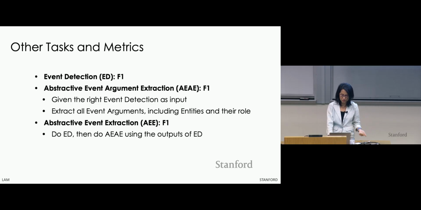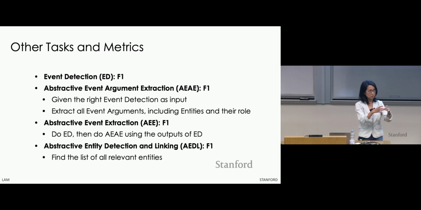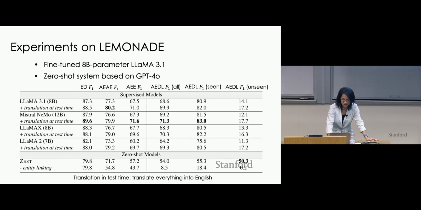We also know that the abstract entity detection and linking problem is hard. I want to know how well we do for that subtask. Then that's the third metric, the AEDL. So here are the results. The first part is supervised, the last part is zero shot.